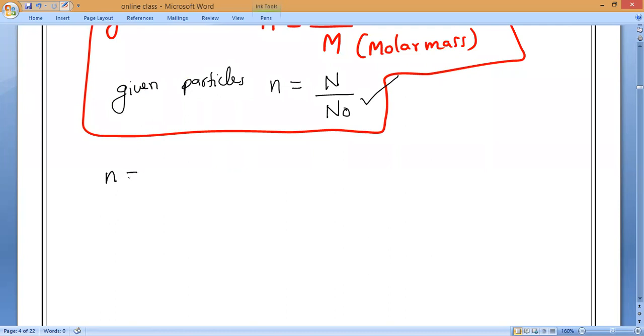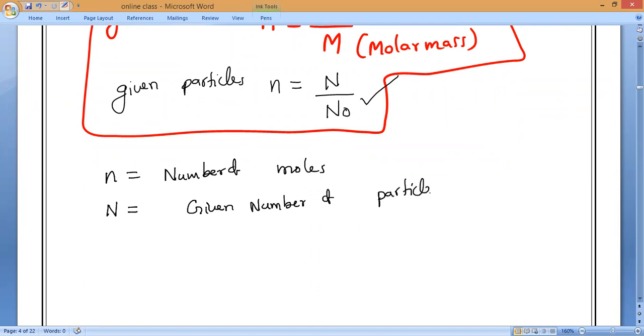n is equal to number of moles, and they have given particles. Particles means N. N indicating what? Given number of particles. So based upon this is what the data. Now they are asking M. M means what, guys? Given mass. Yes or no?